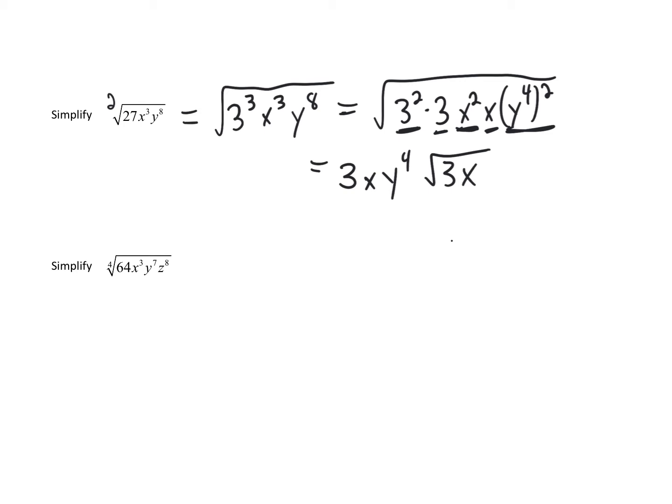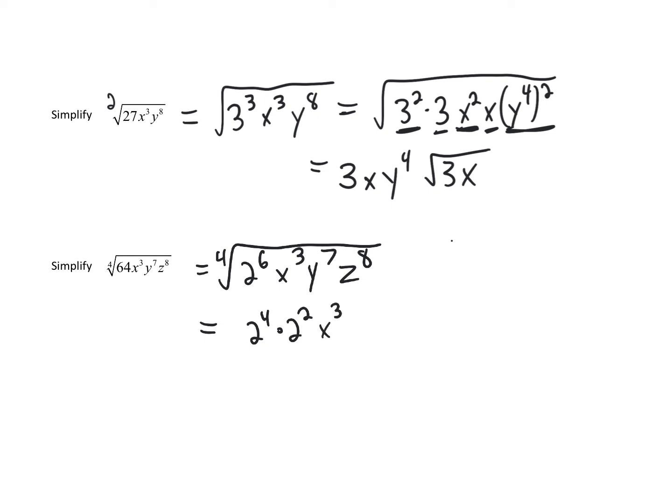So now we're going to look at powers of 4. Now, 64 is 2 to the 6th. So now let's break things down by powers of 4. So 2 to the 6th is the same as 2 to the 4th times 2 squared. The x cubed, we really can't do much with this because 3 is less than 4. Y to the 7th is the same as y to the 4th, y cubed. And z to the 8th would be z squared times 4, or to the power of 4.